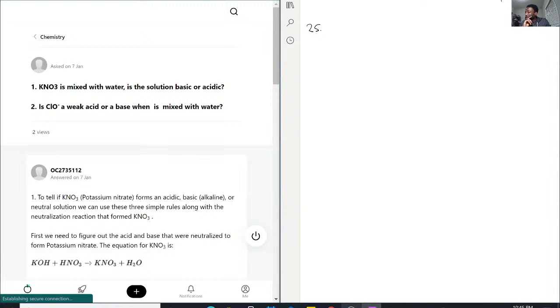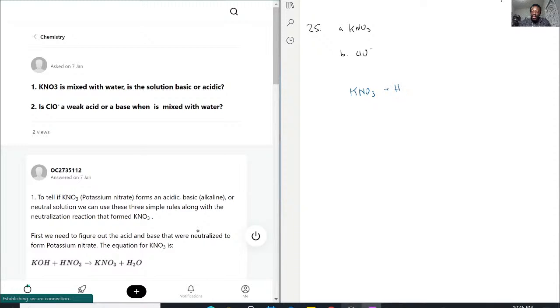So for this, these are a little bit tricky, I won't deny, because for this we have to really know what they split into. So let's start with, so A is KNO3 and B is ClO minus. Okay? So if we just draw the form, we have K plus, well, KNO3 mixed with water. We're going to do a substitution. That's what we're going to aim for.